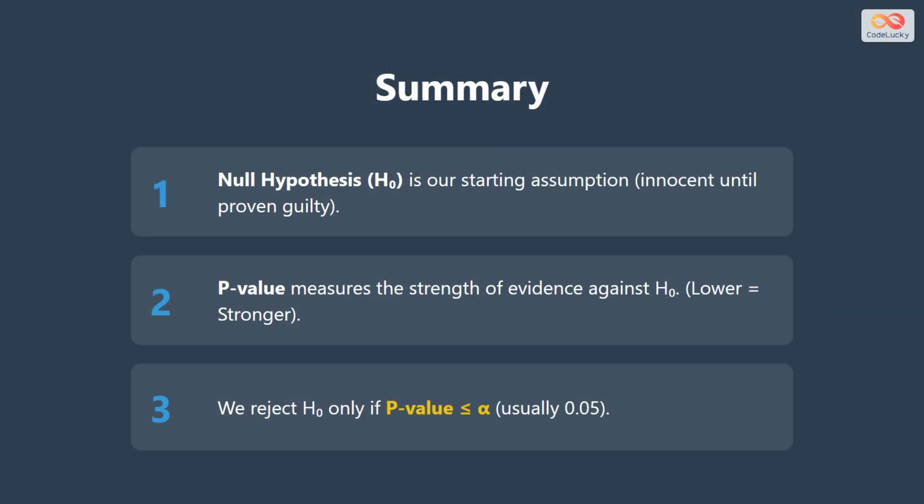To wrap up, remember these 3 steps. 1. Start by assuming the null hypothesis is true. 2. Calculate the p-value to measure how strange your data is. And 3. Apply the decision rule. If the p-value is less than or equal to your significance level alpha, you have sufficient evidence to reject the null hypothesis and accept the alternative.